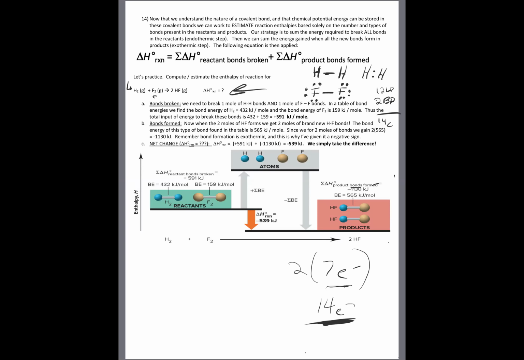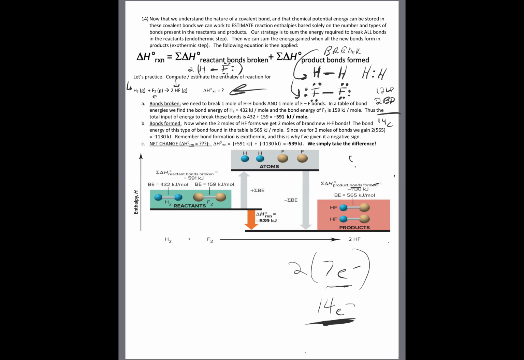Now HF, once I make HF, that's going to have a dot structure that looks like this. It's got one bond between the H and the F, single bond. Okay, so now we know the types of bonds that we're dealing with. We've got to break these bonds to make our HF. And then once we make our HF, we're going to get 2 moles of this stuff. 2 moles of HF single bonds, right?